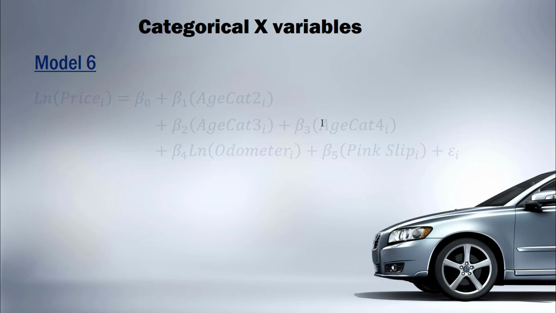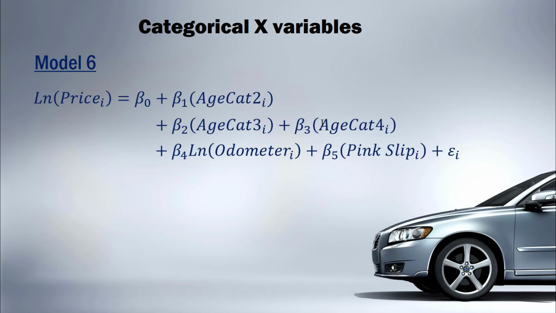So to find model 6, we actually have to drop age cat 1. Now, you could have chosen any of those age cats to drop in this case. I've chosen age cat 1 because I think it makes the most logical sense. We're going to be comparing the 3 oldest age categories to the most recent.